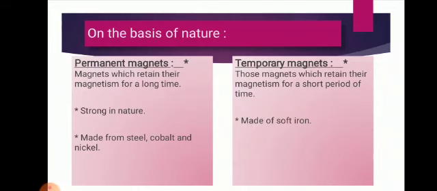And as the name suggests, temporary magnets are those magnets which retain their magnetism for a short period of time, and they are made of soft iron. Clear? If the magnet retains the magnetism property for a long time, it is known as a permanent magnet, and if it retains its property for a short period of time, it is called a temporary magnet. Clear?